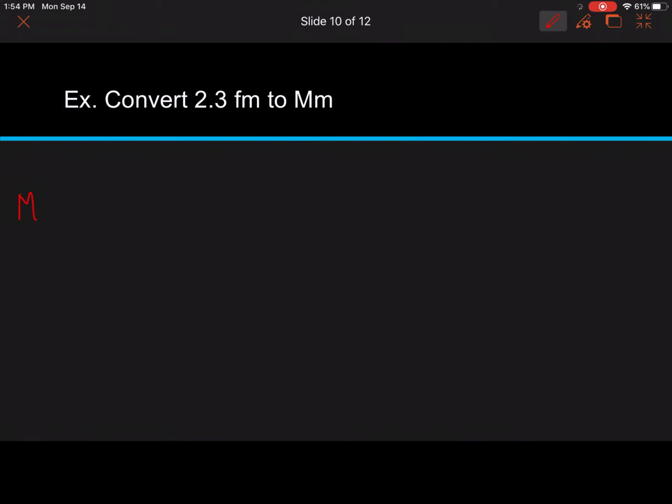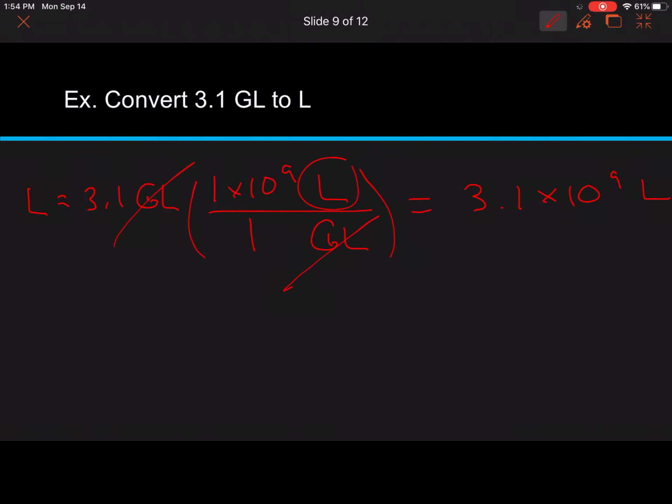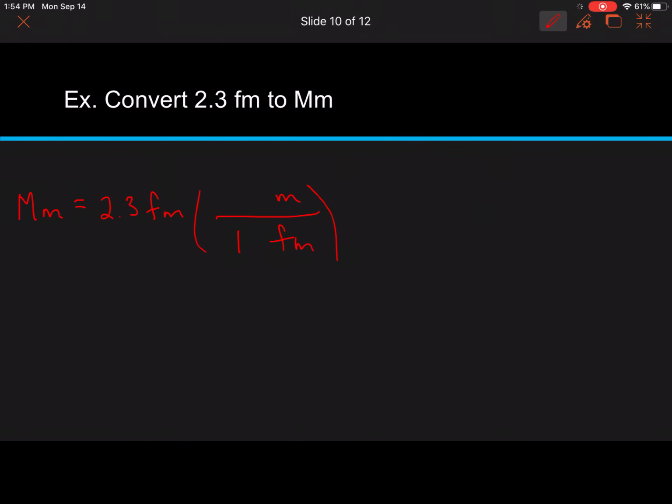So I'm looking for megameters equals, I know 2.3 femtometers. So I'm going to draw my conversion factor. And here, femtometers goes on the bottom, meters on the top. So I'm going to go back to my chart. Femtometers is here, 10 to the negative 15. So 1 femtometer is 1 times 10 to the negative 15 meters. So if I were to stop my problem right now, femtometers would cancel and I'd be in meters, but I don't want meters, I want to get into megameters.